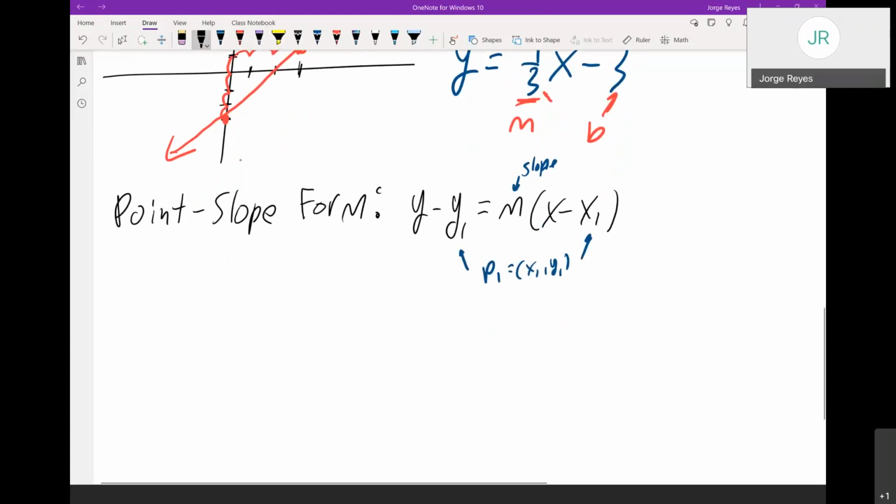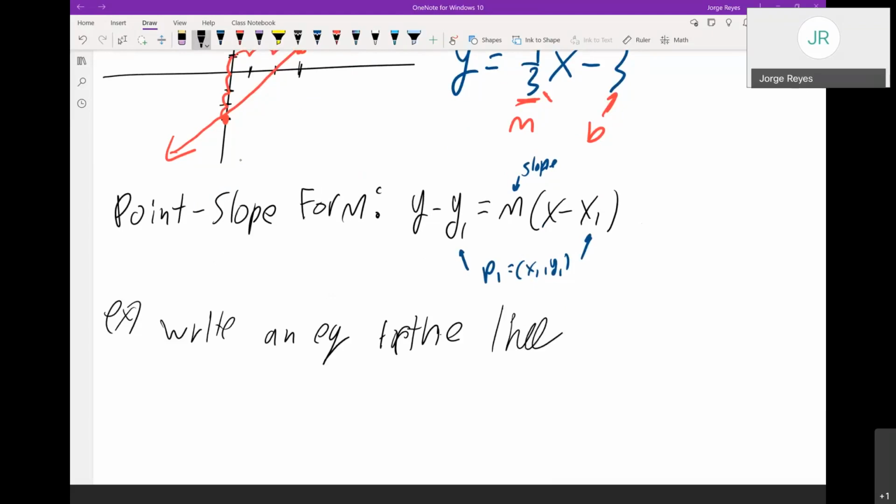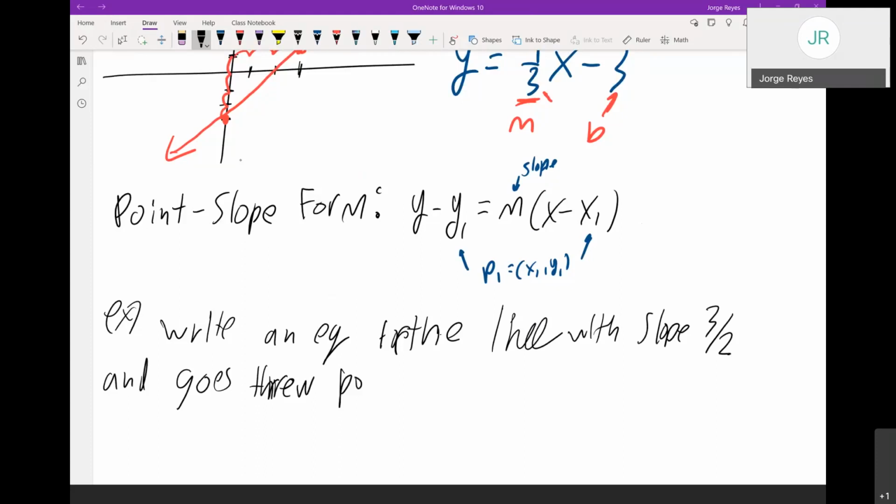All right, so for example, if we had the question, write an equation for the line with slope 3 over 2 and goes through point (1, 5). Okay. We have two options to do this.